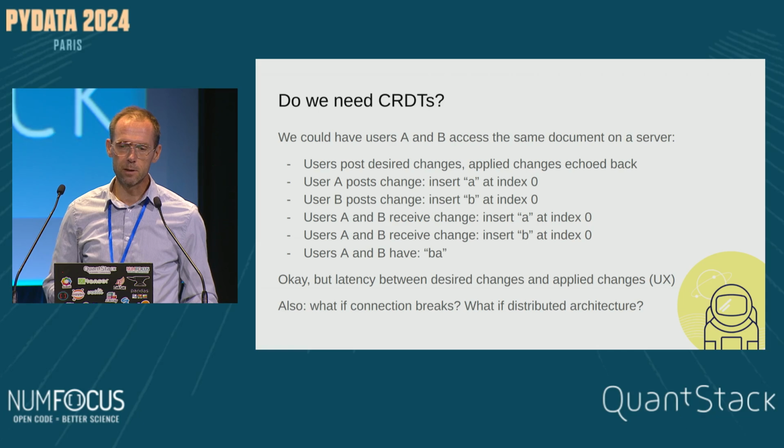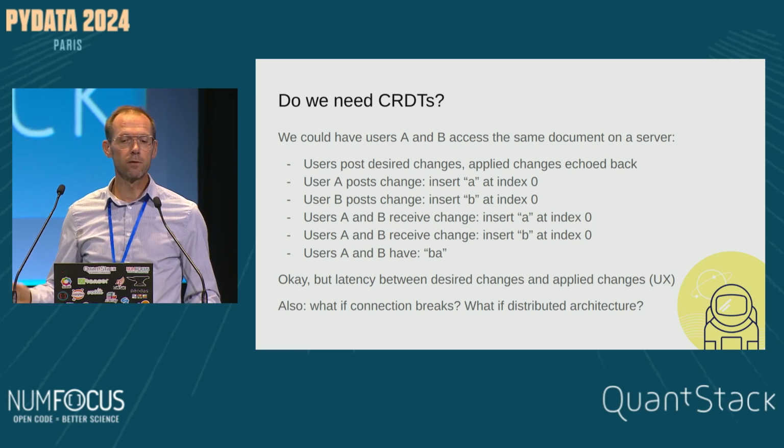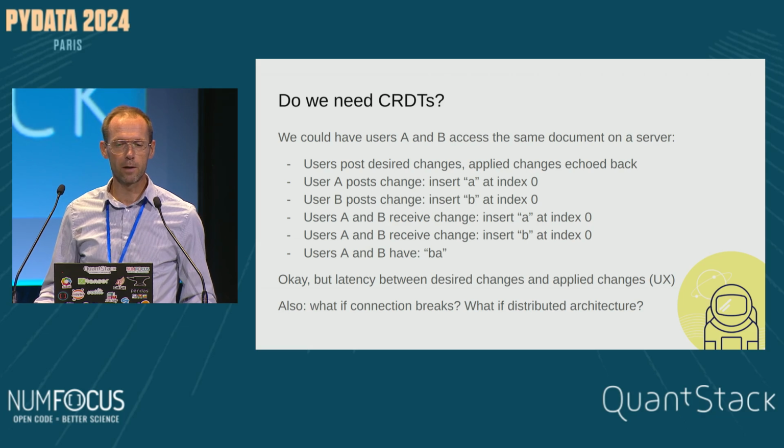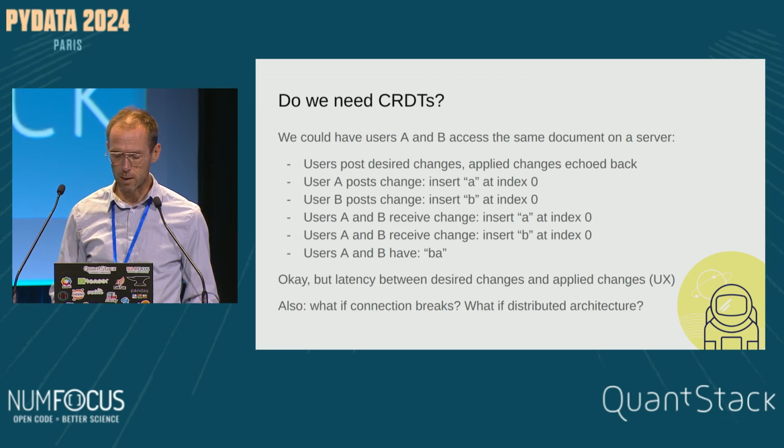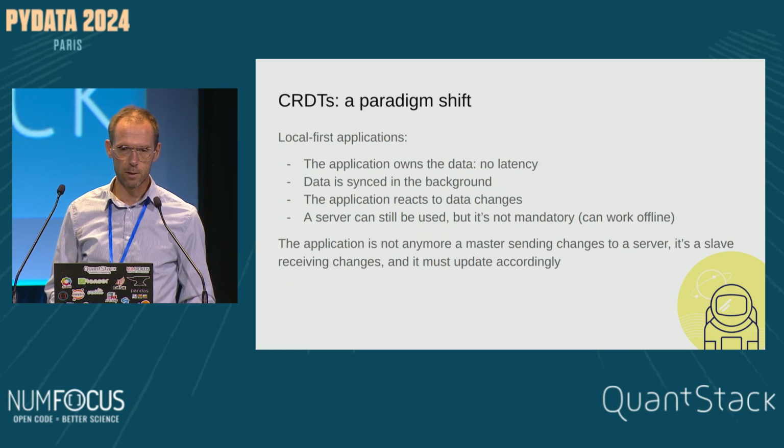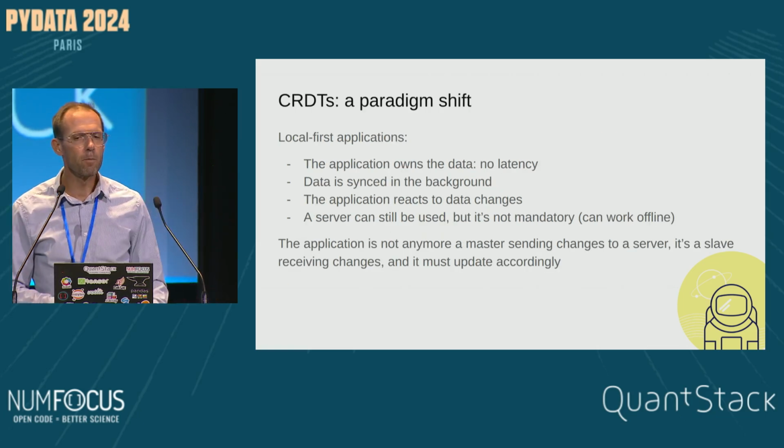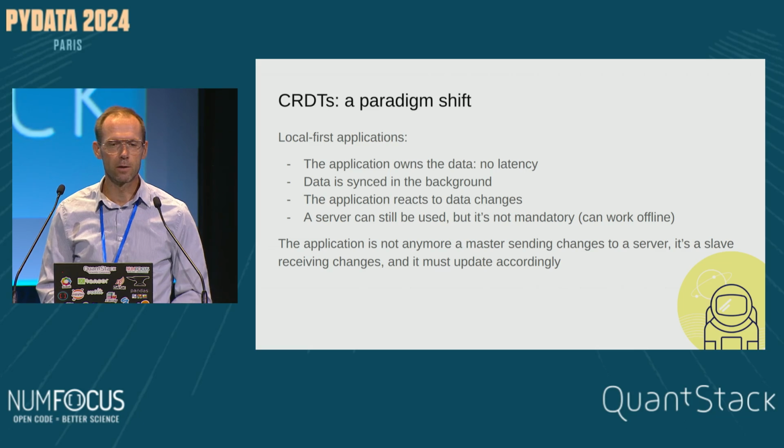So there is some latency there. And also, what if the connection breaks? What if you are working offline? And what if there is no server? What if you're on a distributed architecture, like in JupyterLite, for example? CRDTs allow you to do all of these things. But they are really a paradigm shift. You really have to think differently when you work with them.